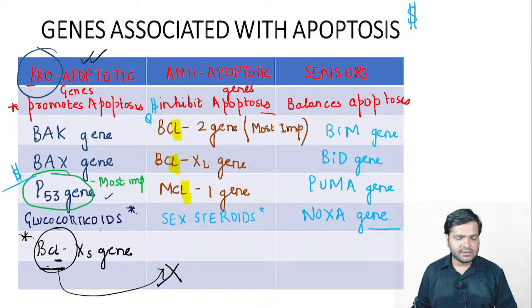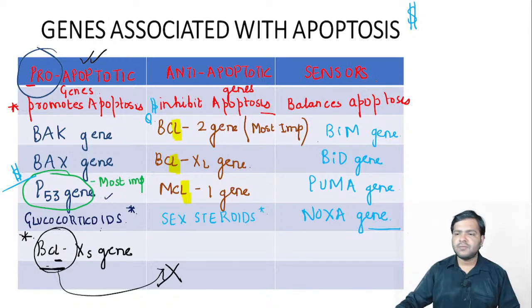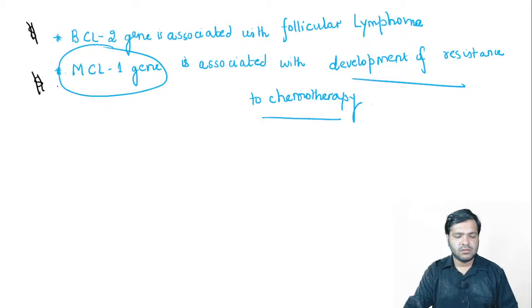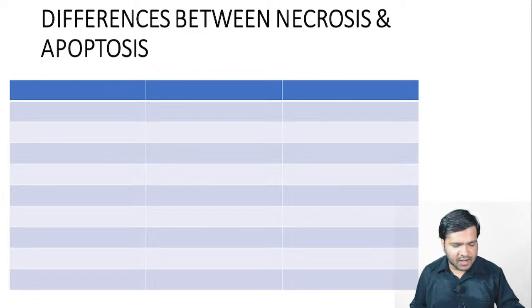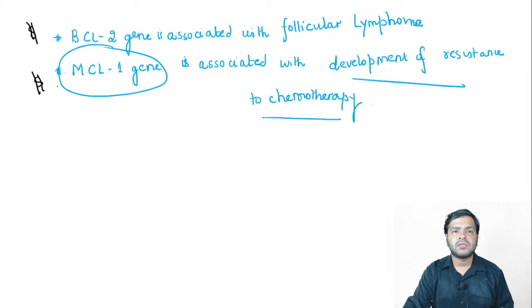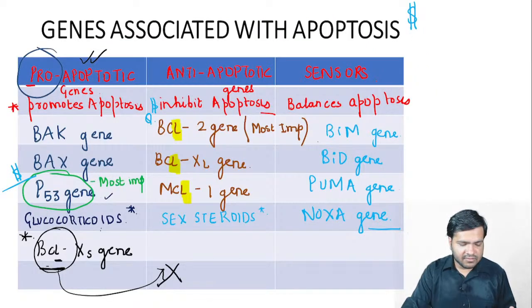So I hope this is clear to each and everyone, guys. Just give me a thumbs up so that I can start with the next part, that is the difference between apoptosis and necrosis. Just give me a thumbs up in the chat box, guys, that you have all written and understood the genes associated with apoptosis.